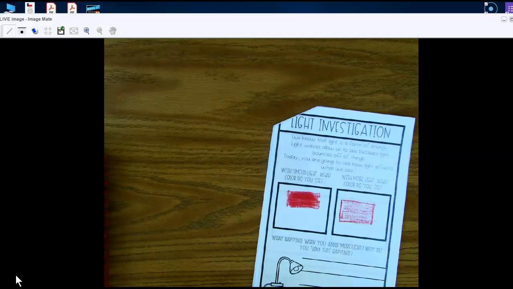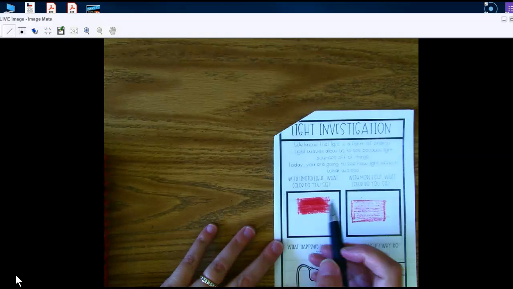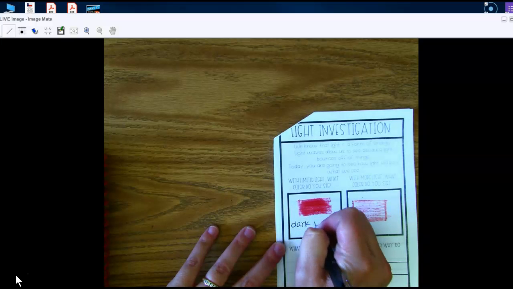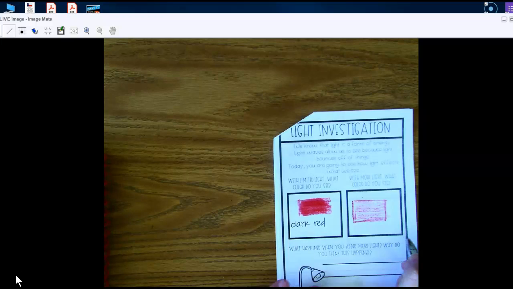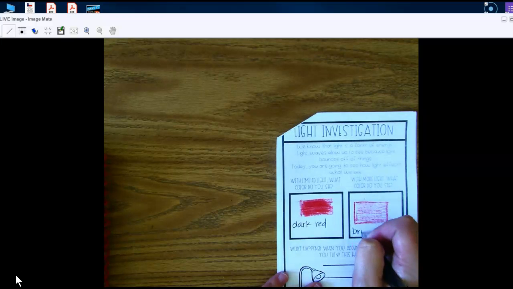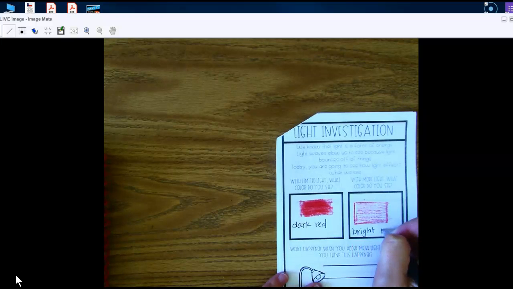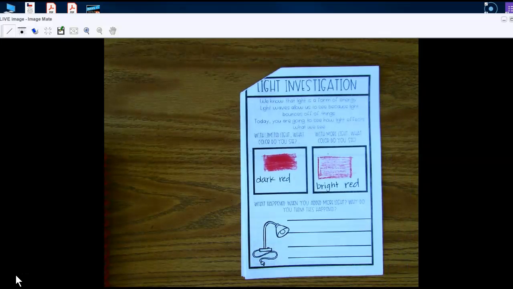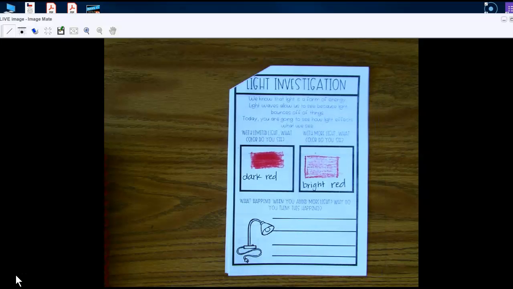And then with my pencil, with limited light, with hardly any light, it's dark red. And with lots of light, it's bright red. I wouldn't say light red, it's bright red. Dark red and bright red.